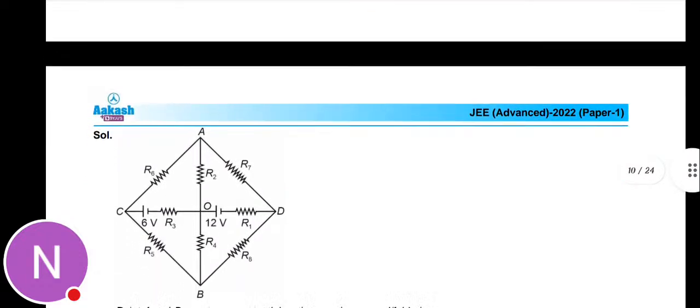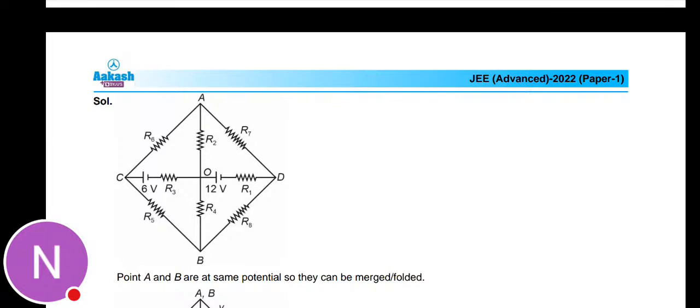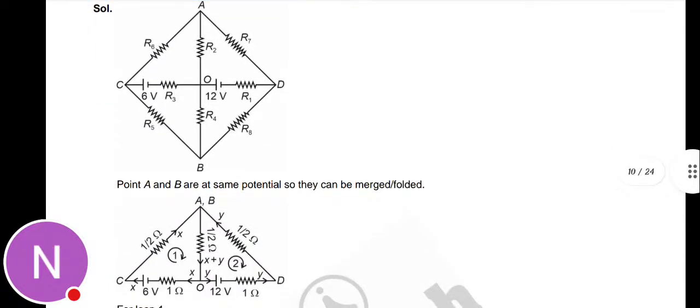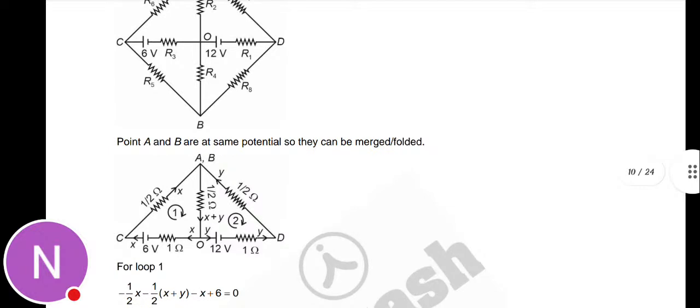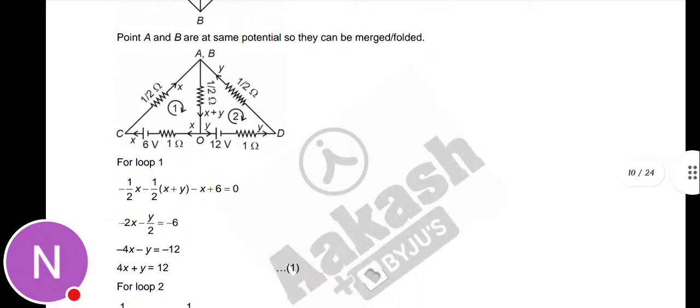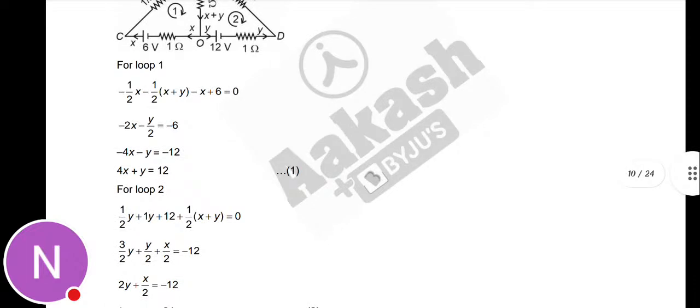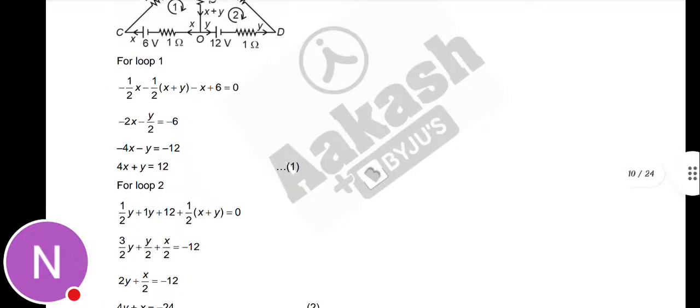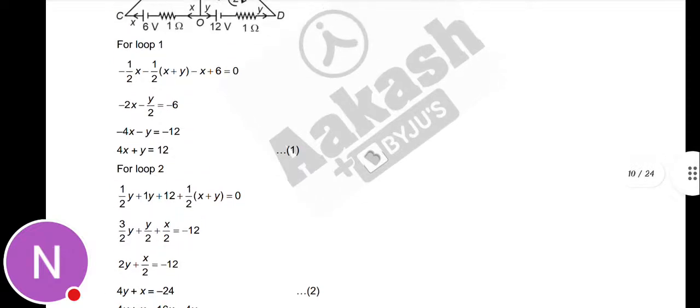R1, R2, let us make a diagram like this. Points A and B are at the same potential, so they can be merged. After merging it will become like this. For loop 1: minus 1 by 2 into (x plus y) minus x plus 6 is equal to 0. So minus 2x minus y by 2 is equal to minus 6, therefore 4x minus y is equal to minus 12. Removing all minus signs, we get 4x plus y is equal to 12. This is for the first loop.